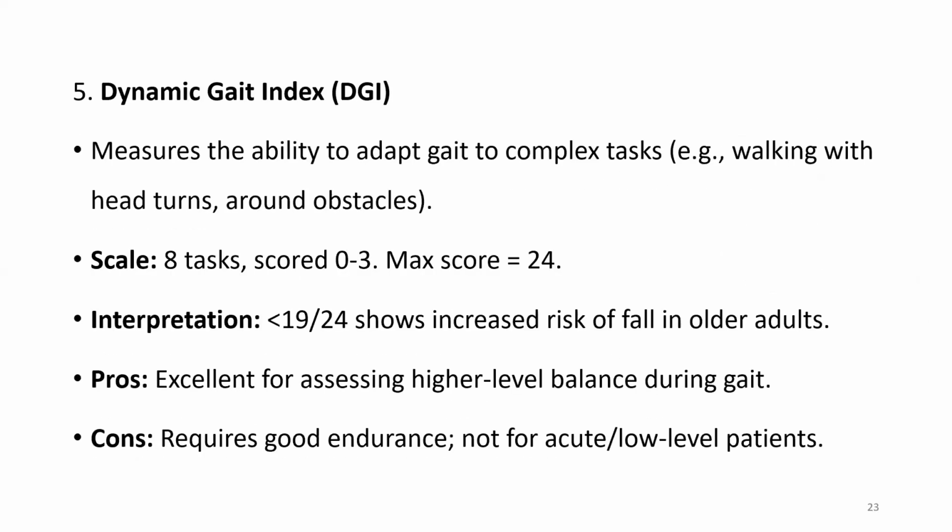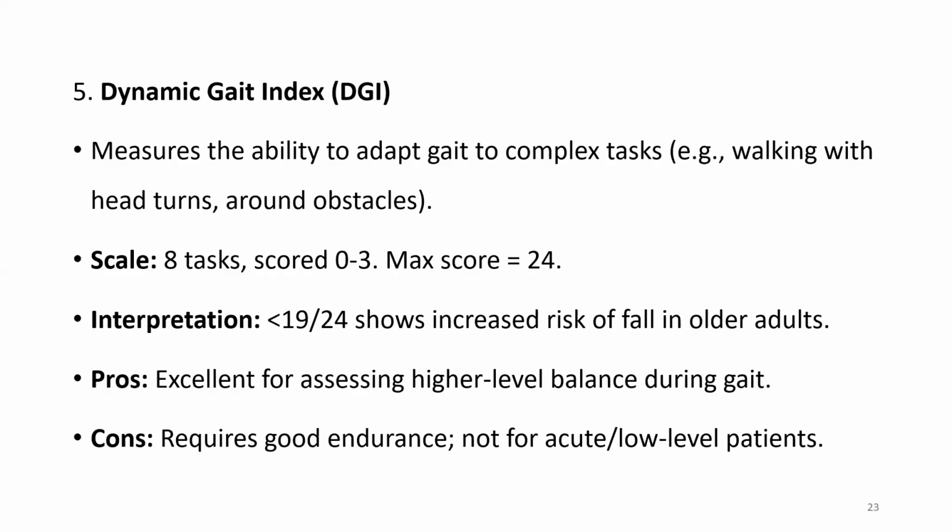So we have the Dynamic Gait Index, which measures the ability to adapt gait to complex tasks. For instance, you ask your stroke patient to walk while he or she is talking, or while turning the head to the sides. Turning the head to either left or right requires functionality within the neck muscles, requires the righting reflex, and requires other functions, especially balance. So this index normally adapts gait in such situations.